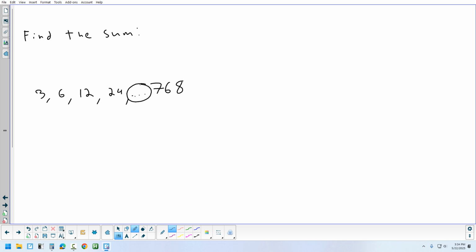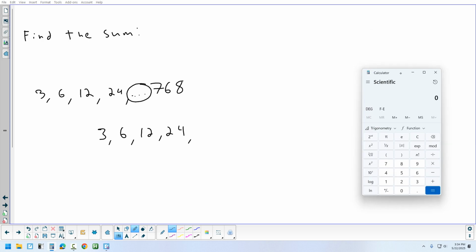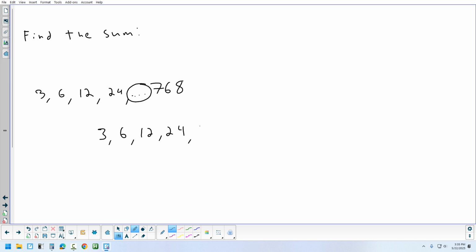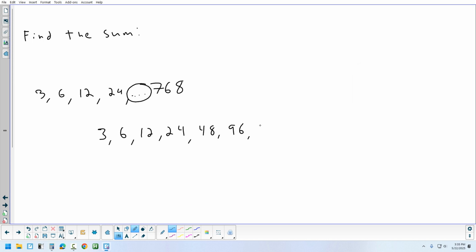So first thing would be to at least fill in the terms that you are missing. So 3, 6, 12, 24. And what's happening each time? Multiply by 2. Yeah, you're multiplying by 2. So we've got 48. We've got 96. And then we just need to keep multiplying by 2. So we got 192, 384. And then the next one would be 768.